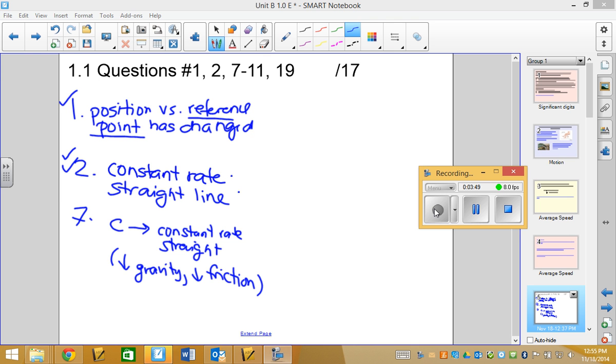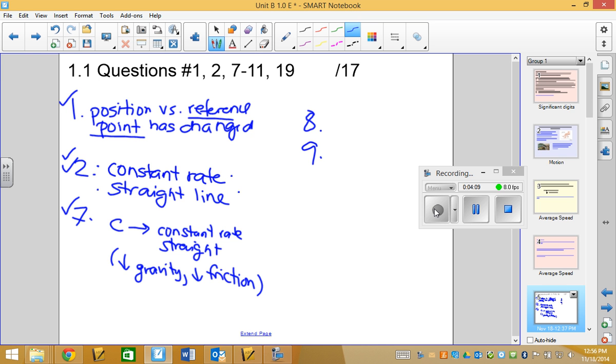So we're just going to make number 7 out of 1. As long as you gave one of the points about uniform motion as support for your answer, I'll accept any of A, B, or C. Would anybody like to ask any questions about that one?